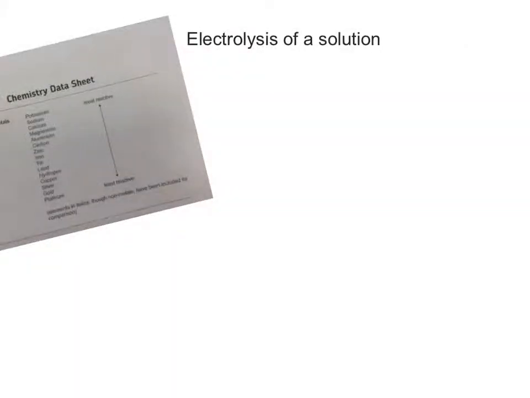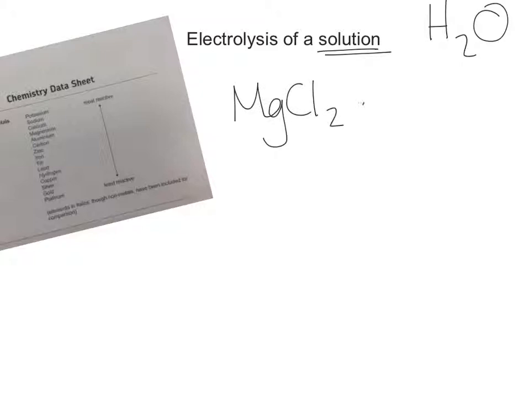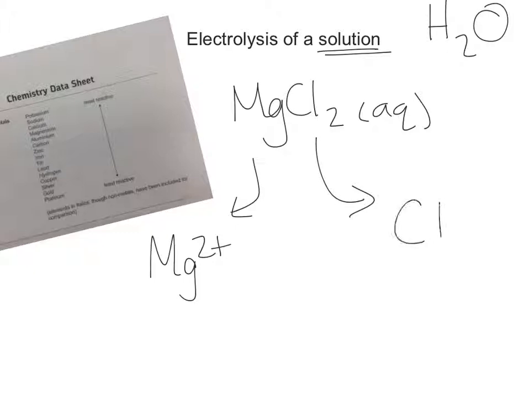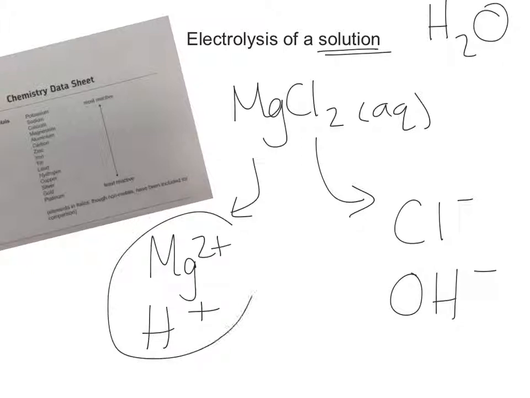Electrolysis of a solution becomes a little bit more tricky. Because it's a solution, it's been dissolved in water. This then means the magnesium chloride is now aqueous. We don't just have magnesium ions and chloride ions. We also have hydrogen ions from the water and hydroxide ions from the water. So we've got 2 positive ions and we have 2 negative ions.